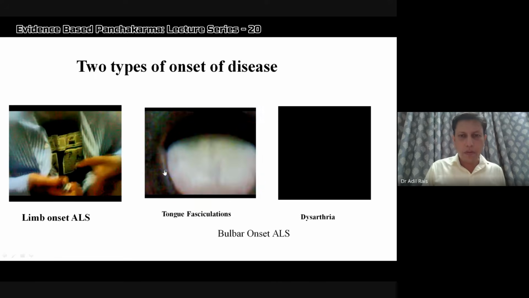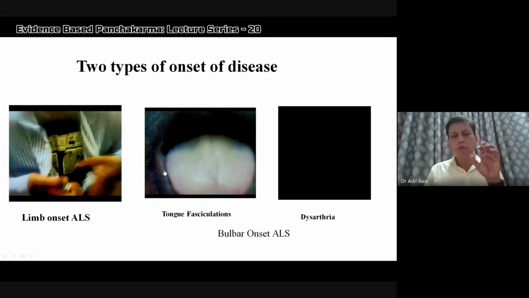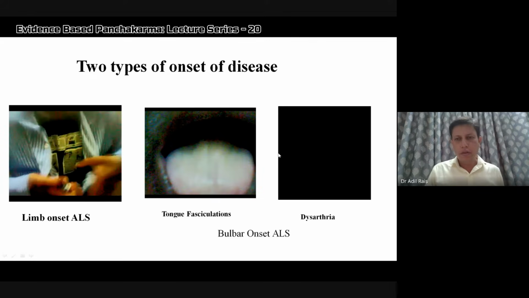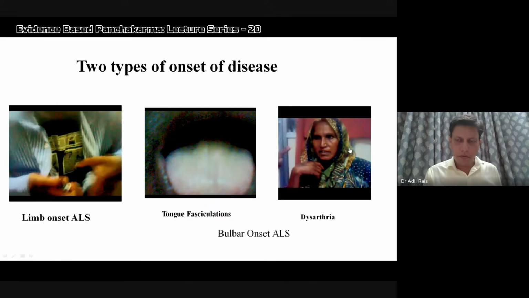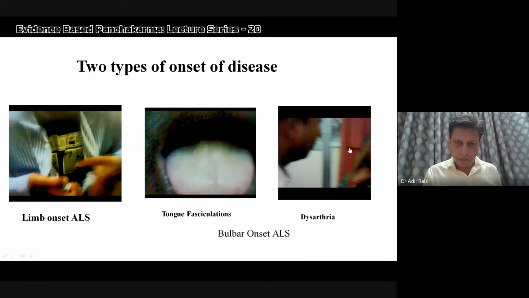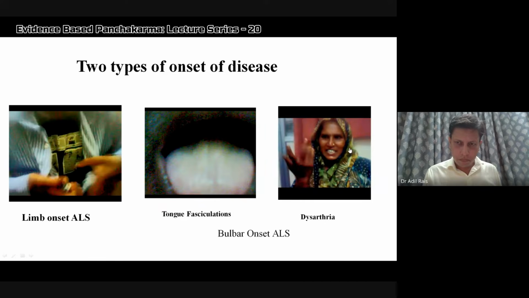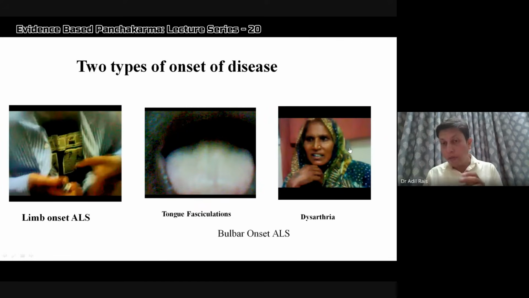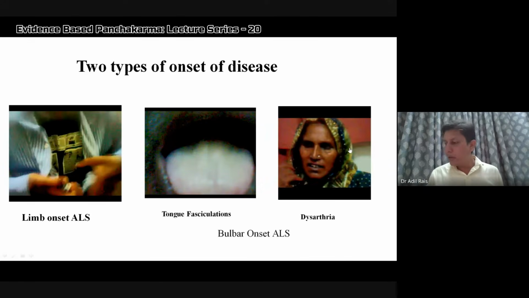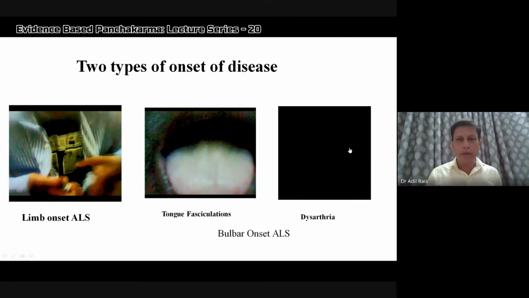Yes. So we can see here there is some involuntary movement of the tongue. But here again we can see the dysarthria. There is a nasal component involved in dysarthria. Whenever there is a nasal component, we can understand that bilateral affection is there. So these are two different types of onset: limb onset and bulbar onset.